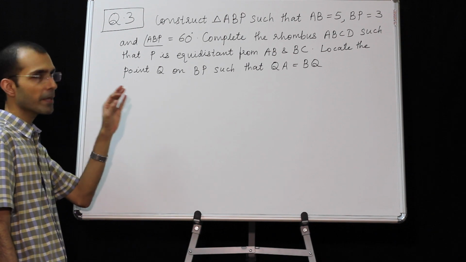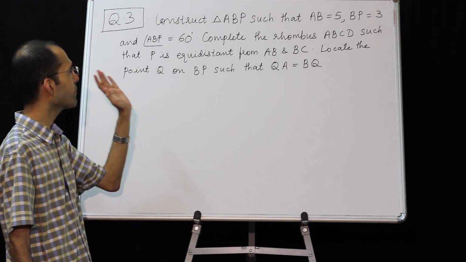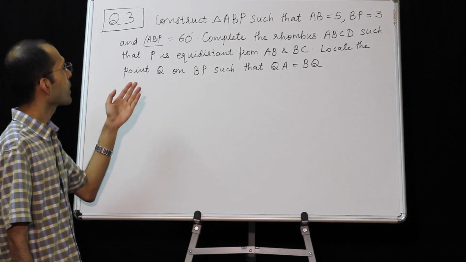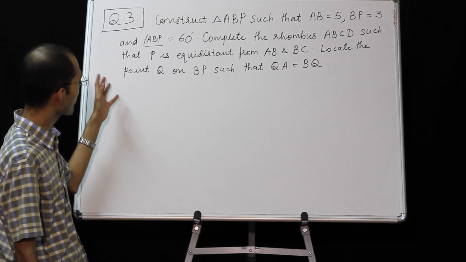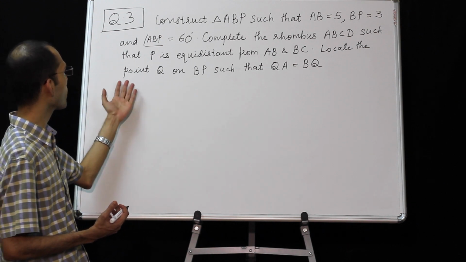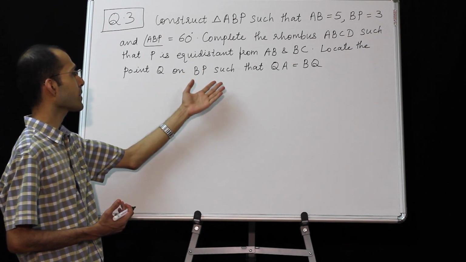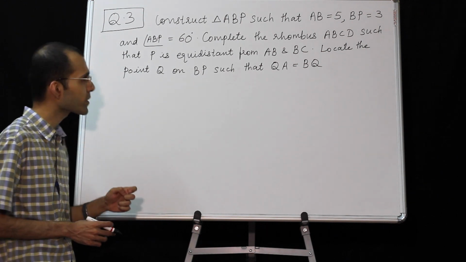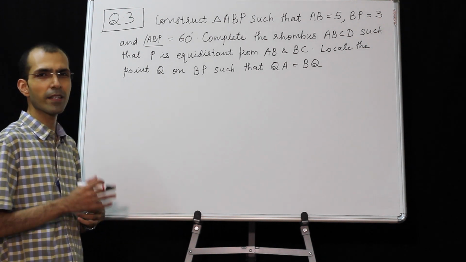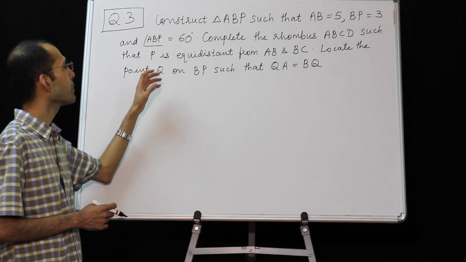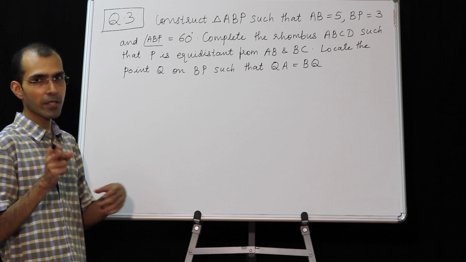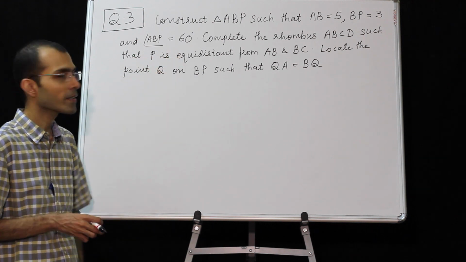Construct triangle ABP such that AB is 5, BP is 3 and angle ABP is 60 degrees. Complete the rhombus ABCD such that P is equidistant from AB and BC, and then locate the point Q on BP such that QA equals BQ. Interesting question. I think in 2007 a similar question had come. It was: complete the rectangle ABCD such that. So instead of taking that question, I have taken a modified version of it.